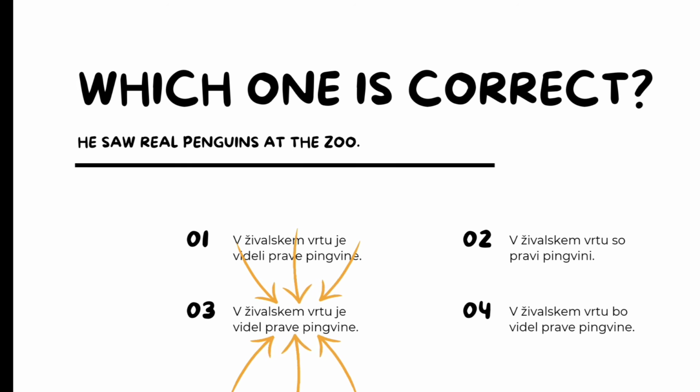Okay, so this is the correct option. V živalskem vrtu je videl prave pingvine. And you might be wondering, why not this first one? V živalskem vrtu je videli prave pingvine. Well, look at the ending. Videli or videl.